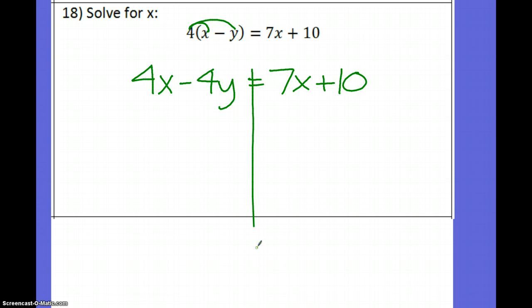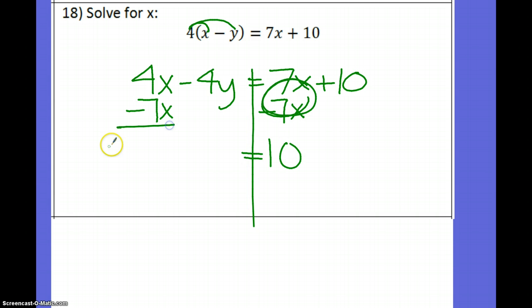We want to get the x's together and they're on different sides. So the first thing you want to do is get x's on the same side. So you can either subtract 4x or the 7x, and it really doesn't matter. I'm going to subtract 7x. So 0, 10 equals negative 3x minus 4y.